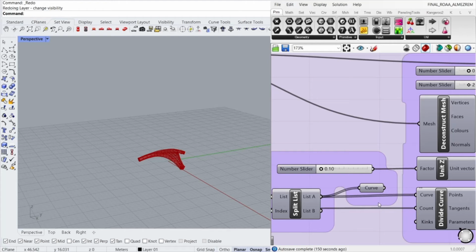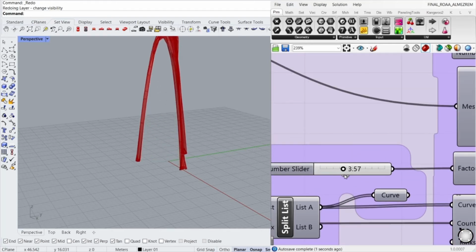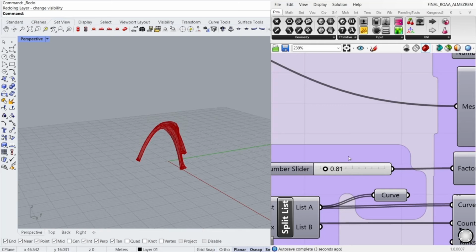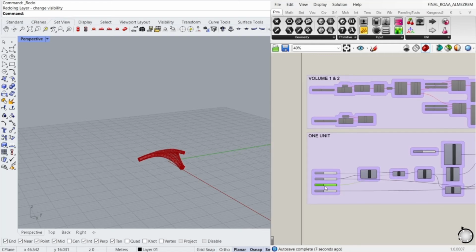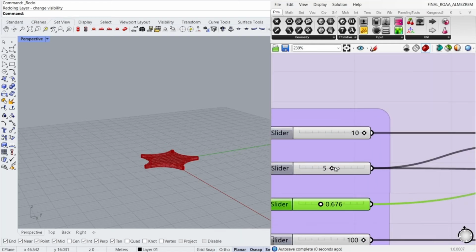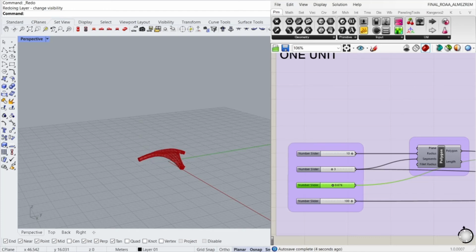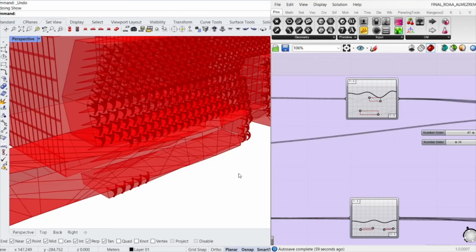First, the sunshades. We can change the form of the whole unit using Kangaroo and by playing around with the number slider, as you can see here. Furthermore, I'm going to show you how we can change volume 4 and the split for volume 3 and the units by changing the values of the Graph Mapper.